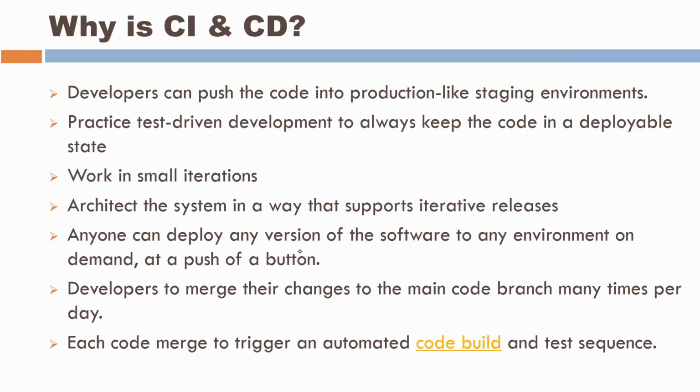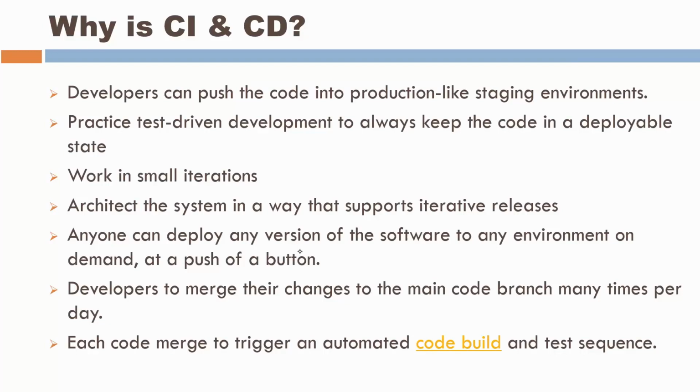Architect the system in a way that supports iterative releases. Iterative releases means you can have releases in 3 days, 4 days, 5 days. Releases simply means you are just adding some extra pieces of code in your production environment. Anyone can deploy any version of the software to any environment on demand, just at the push of a button, right? How we will do this, I will show you.